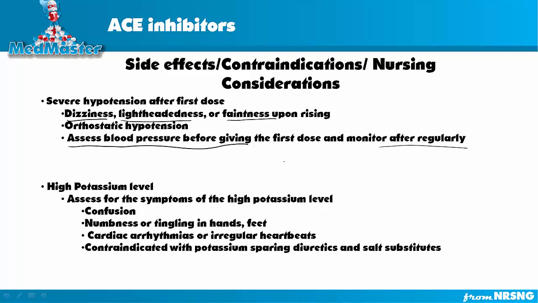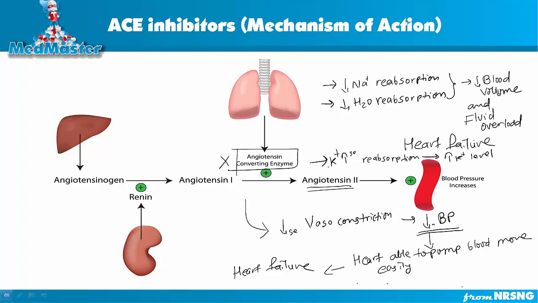Okay. Now, as we talked about in the previous slide, let's go back to the previous slide really quickly. It increases the potassium reabsorption. When you block the angiotensin converting enzyme, it's going to increase the potassium reabsorption, and it's going to increase the potassium level.